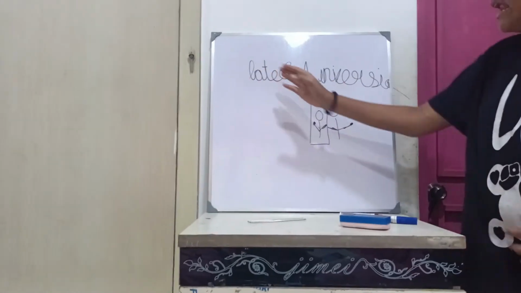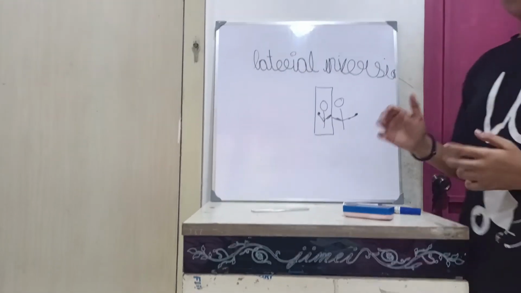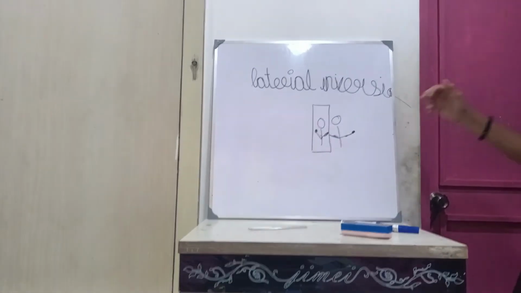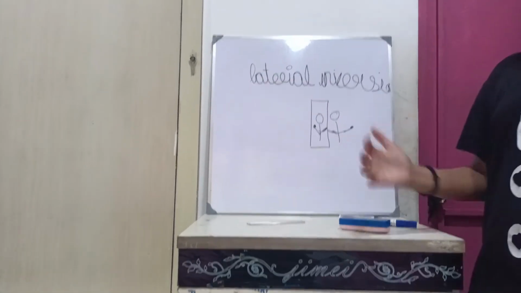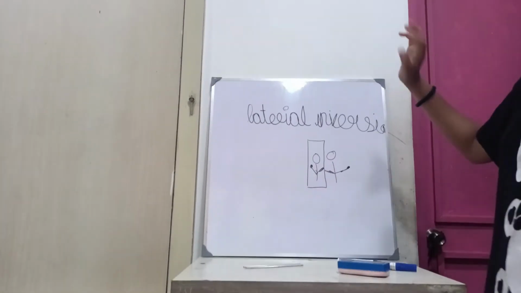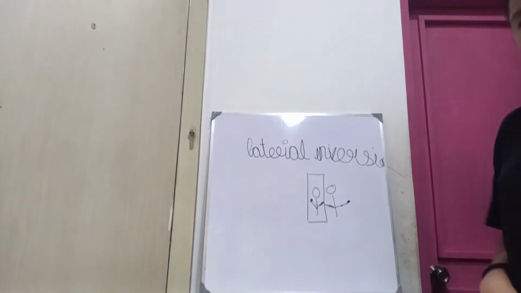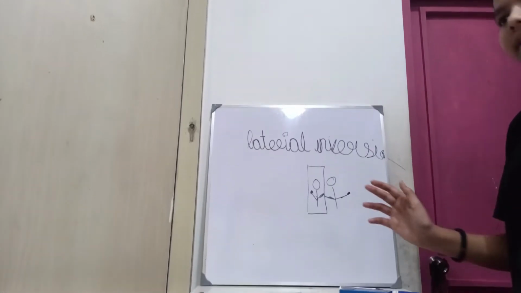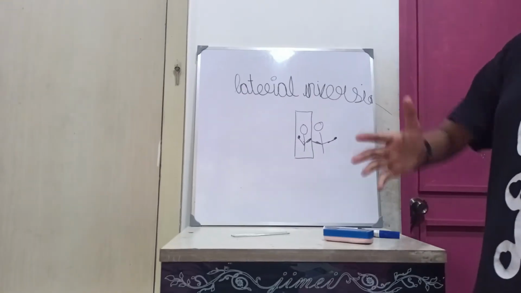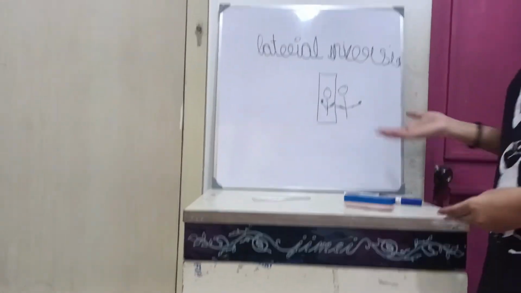We are going to see lateral inversion, which we have read in earlier classes, in 6th or 7th. Lateral inversion means, if I am standing near a mirror parallel to it and I say hi to the mirror, the right of my hand appears as left in the mirror, and the left of my hand appears as right in the mirror. This is called lateral inversion.